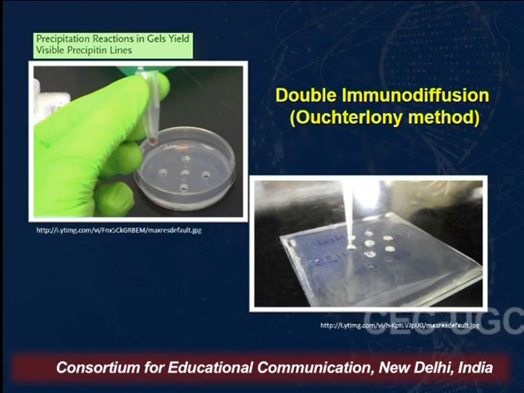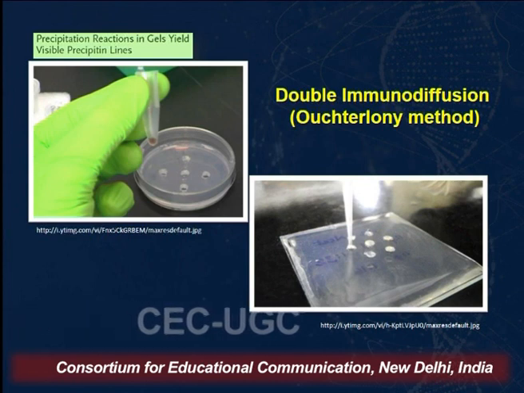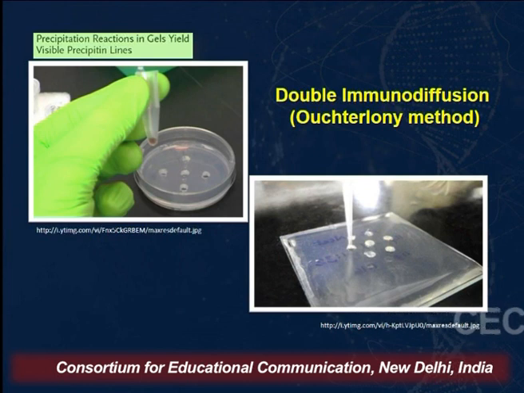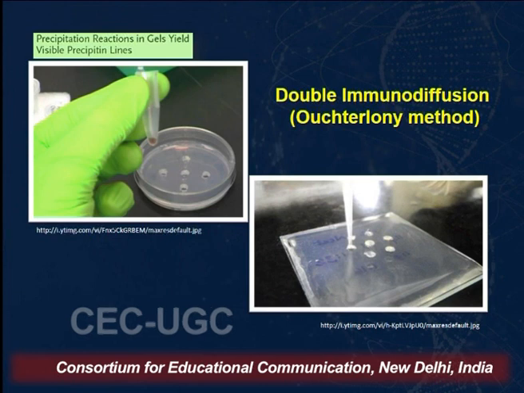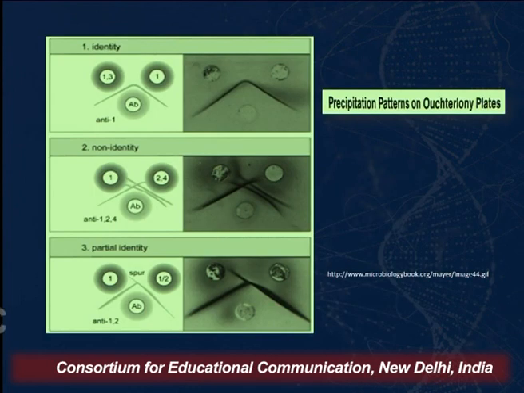This is the Ochterlony double diffusion method. As the name suggests, double diffusion means both the antigen and the antibodies are diffusing. There will be formation of various precipitin lines depending upon the antibody present that is specific for the antigen.